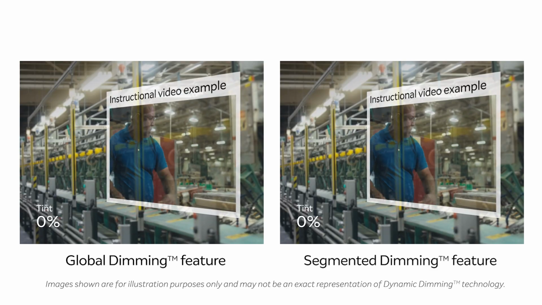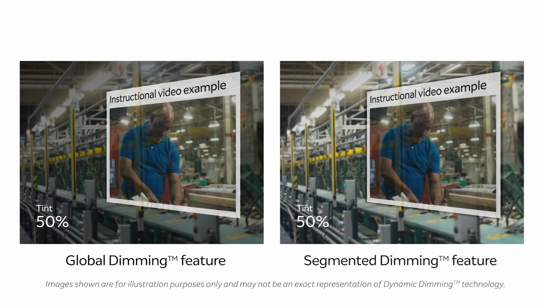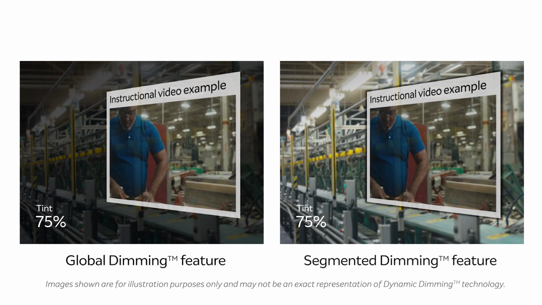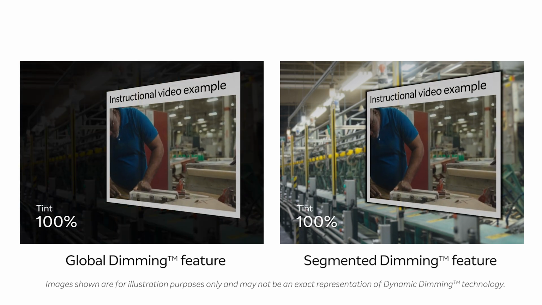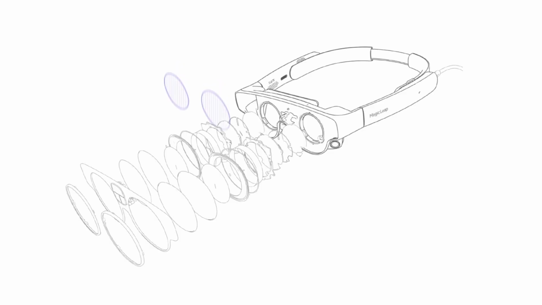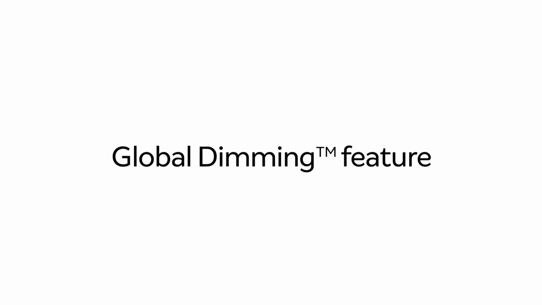Magic Leap 2's hardware and software combine to provide our dynamic dimming technology, which includes global dimming and segmented dimming features. Dynamic dimming technology is embedded into the hardware and lives in the eyepiece layer of the device. In Magic Leap 2, we introduced a new low-resolution panel that selectively subtracts photons in the environment. It's an industry-first patented technology that eliminates up to 99.7% of ambient light from the display.